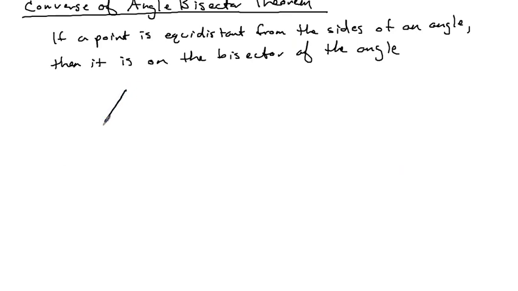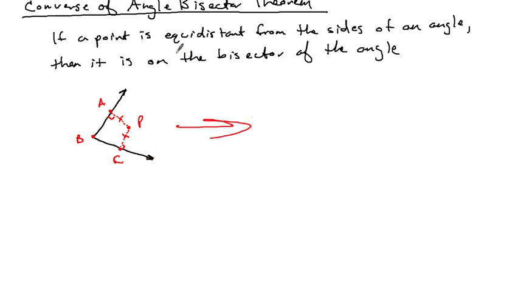So we're going to start out with our angle. So it says if a point is equidistant from the sides of an angle. So that means there is some point and it is the same distance, or if it's distance, it has to be perpendicular. So it's the same distance. So there's some point P that is the same distance from AB as it is to BC.